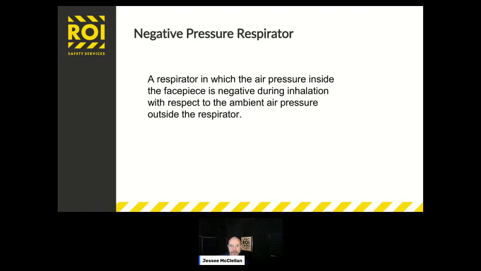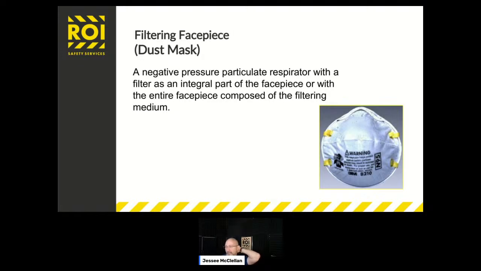So a negative pressure respirator is a respirator in which the air pressure inside the face piece is negative during inhalation with respect to the ambient air pressure outside. Now, this is one area that needs to be clearly understood. When you have a negative pressure respirator, it does not supply air. It only filters the air. So that needs to be clear for everyone that is using these kinds of ambient air filter respirators. This is a dust mask.